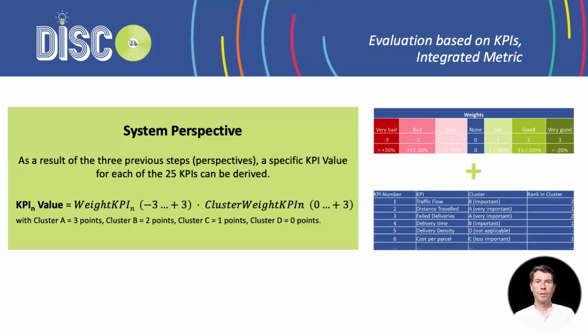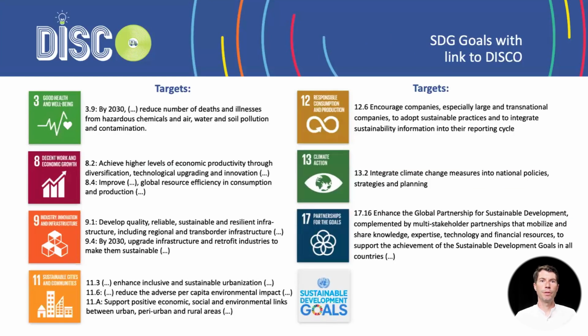Now let's move on to the second module of phase 3, the contribution of the DISCO-X measures to the Sustainable Development Goals. To do this, we first need to take a closer look at the SDG structure. As you know, there are 17 SDGs in total. The measures of the DISCO project address 7.